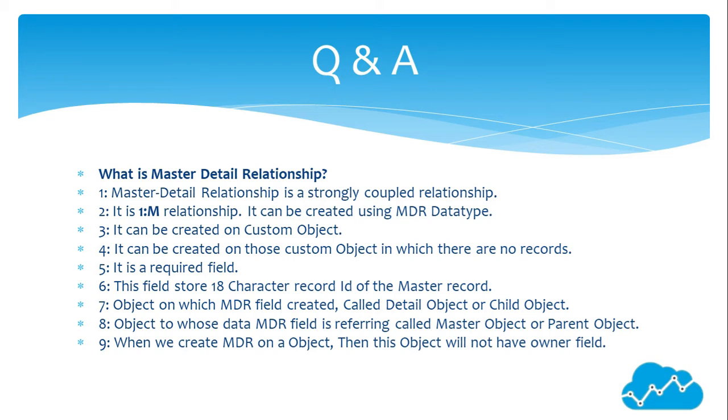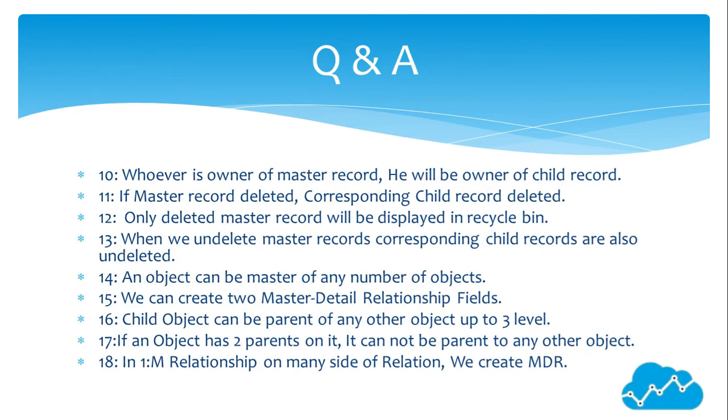This field stores the 18-character record ID of the master record. The object on which the master detail relationship field is created is called the detail object or child object. The object to whose data the master detail relationship field is referring is called the master object or parent object. When we create a master detail relationship on an object, this object will not have an owner field. Whoever is the owner of the master record will be the owner of the child record.